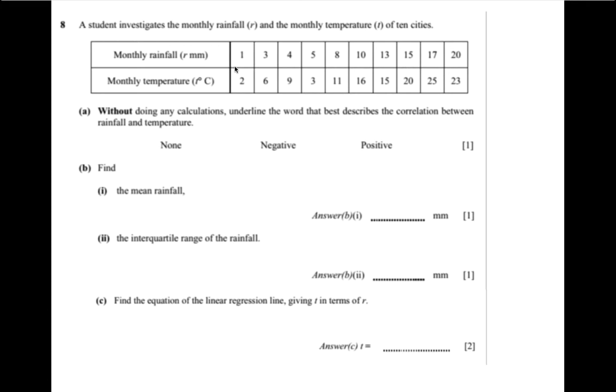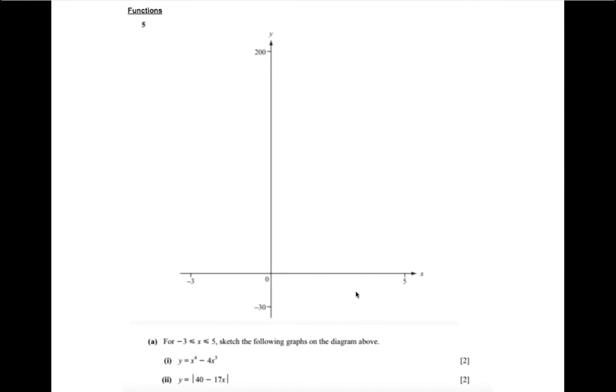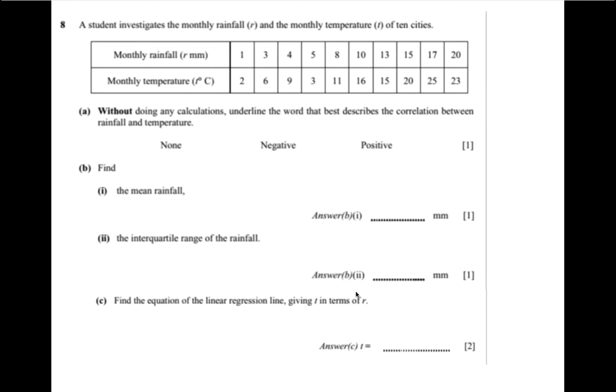You're asking what is the independent and dependent variable. It's usually given x and y in that order. If you scroll down to part C, find the equation of the linear regression line giving T. So what is the temperature in terms of R? T depends on R, so T is the dependent variable.